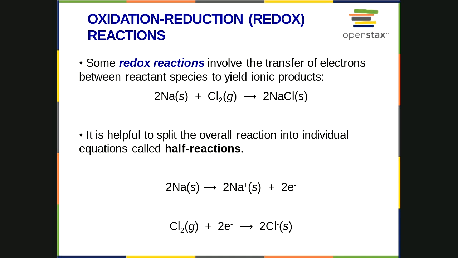So I can break this into two half reactions. In the first part, the sodium becomes a sodium ion and releases an electron. And then the other part of the reaction is the chlorine gas grabs those electrons to form the chloride ions. So you can see here where the transfer of electrons is taking place. The sodium gives up the electrons, and the chlorine accepts the electrons. And whenever you have that happening, that's an oxidation reduction reaction. It's just a reaction involving the transfer of electrons.